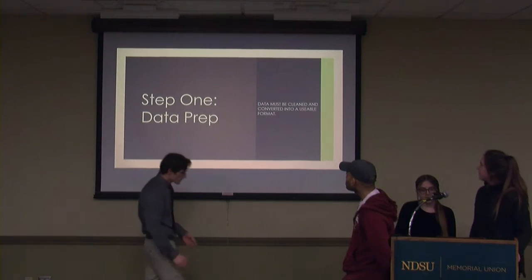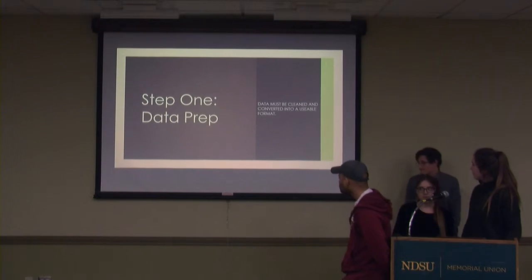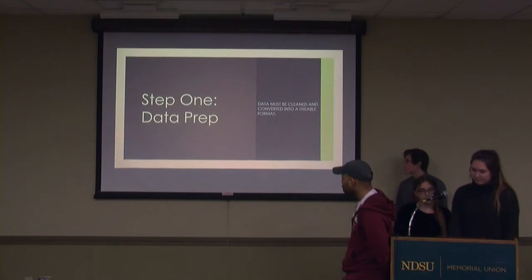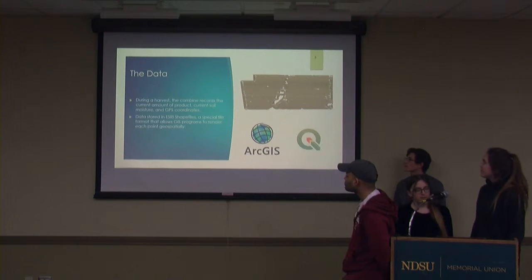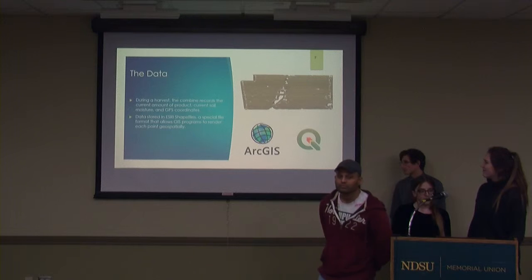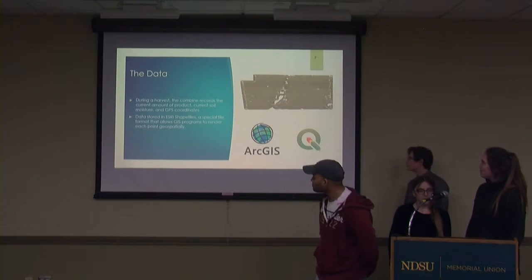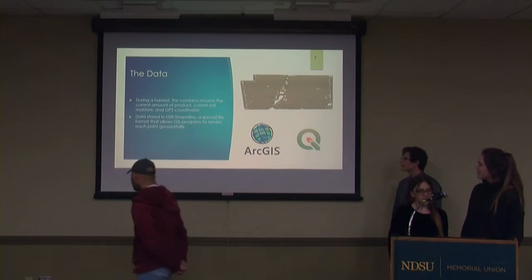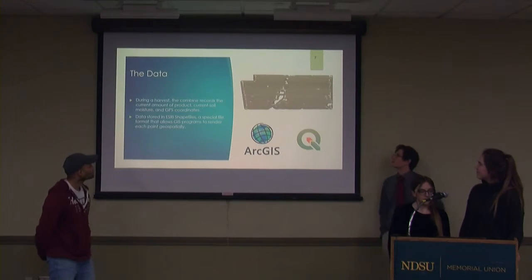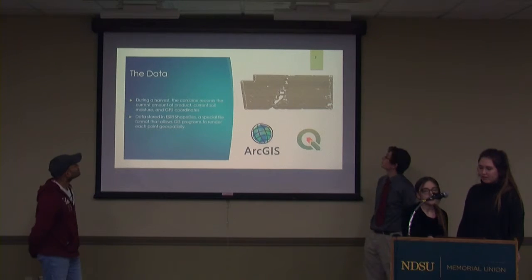So our first step was data prep. We had to clean it because it wasn't usable in the form it was in. So the data we had was the data collected during harvest. It was combine records of the current yield, the soil moisture, and the coordinates. It was stored in ESRI shapefiles, which allowed the GIS programs to render it into this map that you see up here.